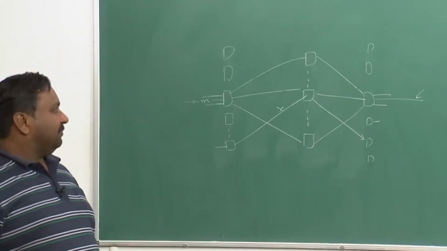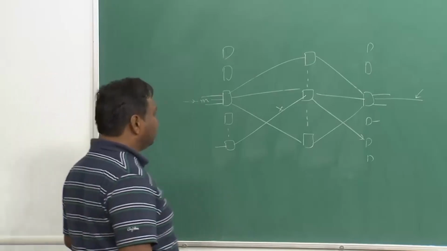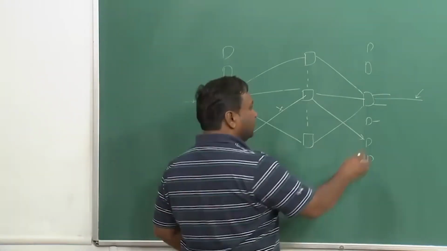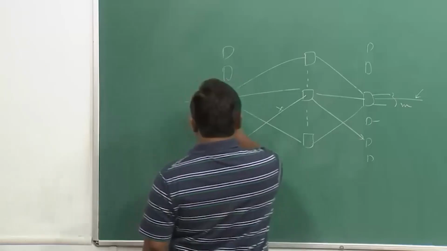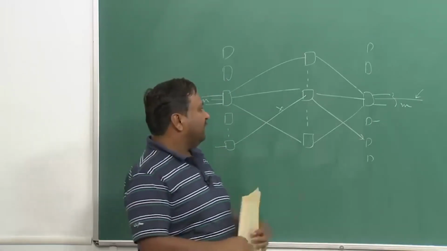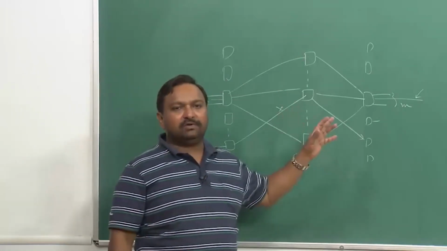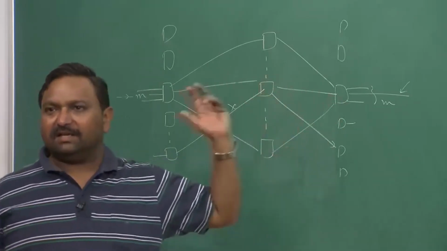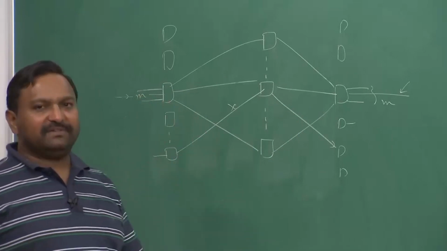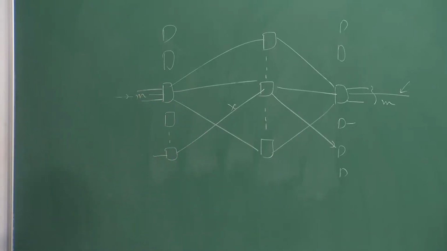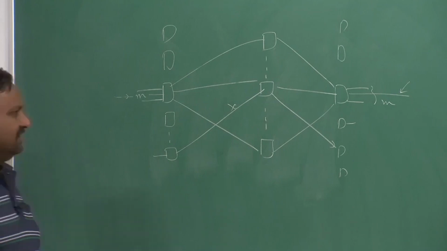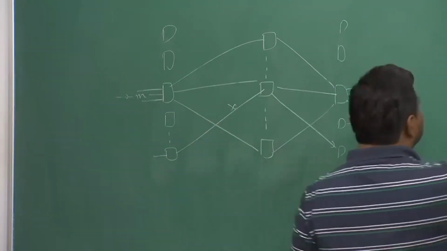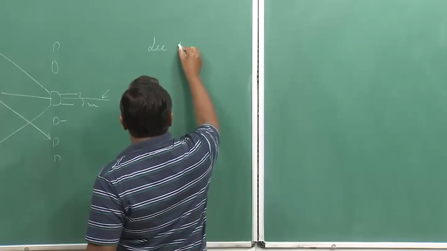But we do know that if these ports are m and these ports are m, the moment the number of middle stage switches is greater than 2m minus 1, the blocking should become 0. That is what Clos's theorem says; we saw this in the previous lecture. Now, how do we estimate it here? There are various ways, and we will discuss two of them. One is the Lee approximation.